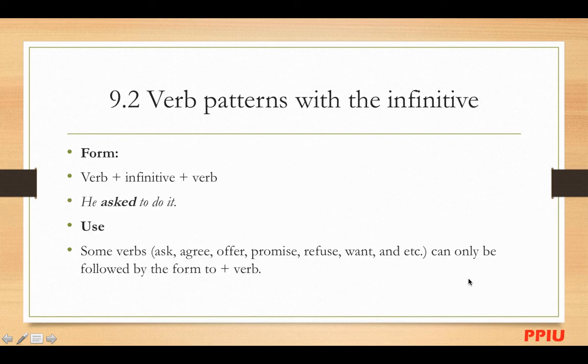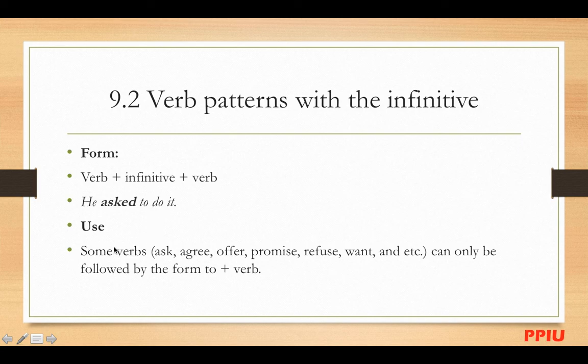The next slide, point number 9.2, verb pattern and infinitive. So the verb pattern with the infinitive has the form verb plus infinitive verb, right? You can see the example: he asked to do it. He is the subject and asked is the verb, and after this certain verb we use the to-infinitive, to do something.